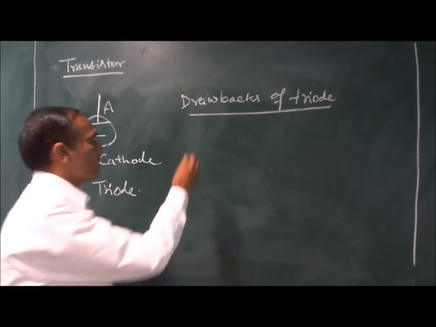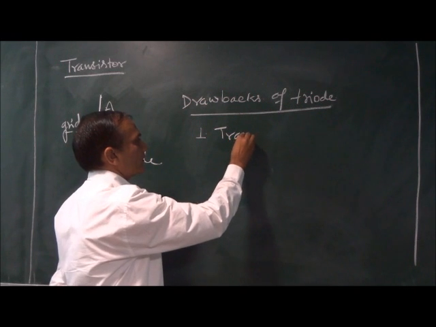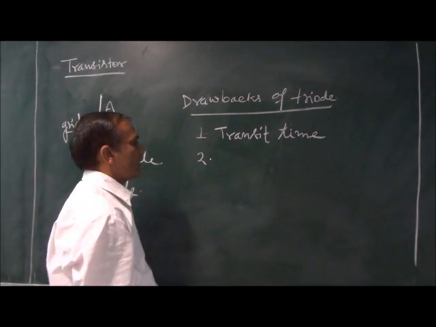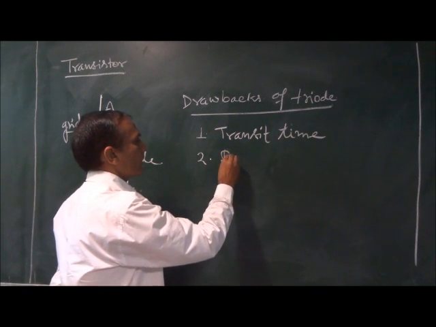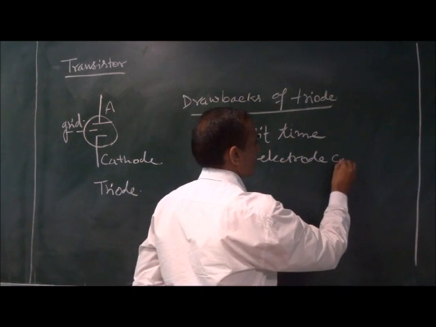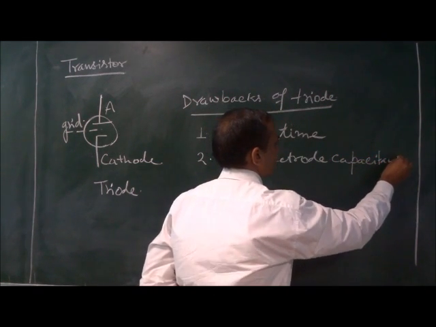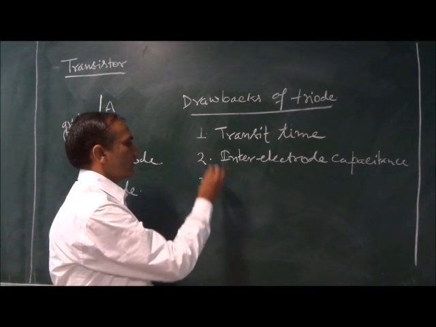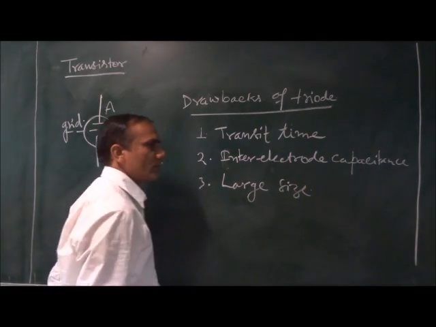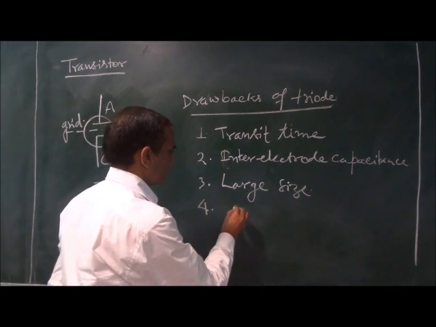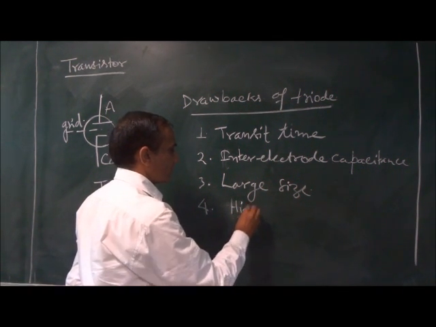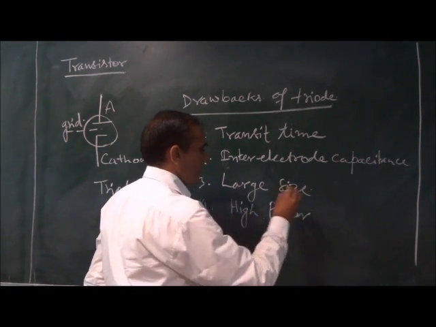The drawbacks of the triode valve were the transit time, then second, the inter-electrode capacitance, large size, and high power consumption.